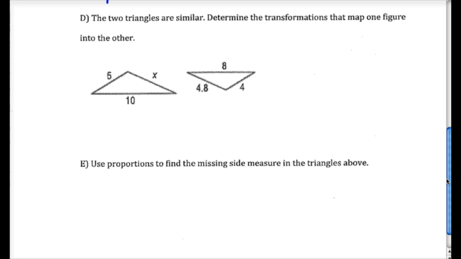So, what happened to the little one from the big one? Can you guys tell what kind of transformation happened? What do you guys think? I don't think it was a reflection. I think it was a translation. I don't think it was a translation. It's a rotation. How many degrees? Can anybody tell me how many degrees it rotates? 180. I think it's a rotation of 180. But it is also a dilation because it got smaller.